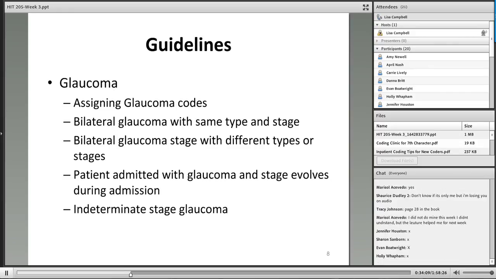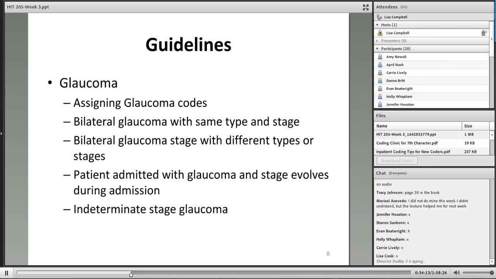Yes, the placeholder of X. Very, very important. Okay. See, that could be a question on the exam that you would know, the placeholder X. All right.